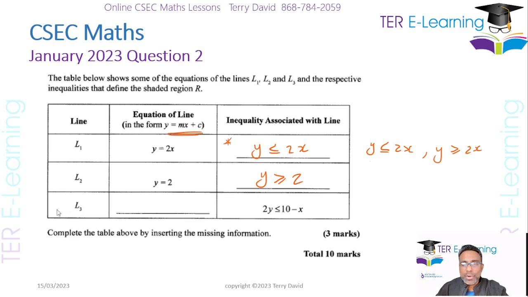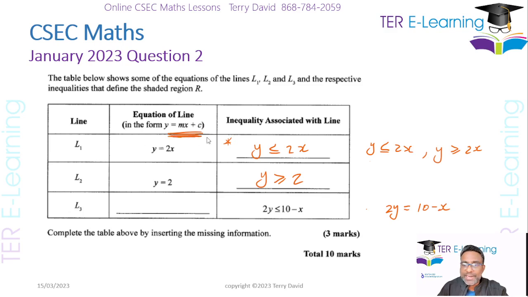Now, the last one, L3 now, we know what the equation is, right? So we have two equations here. They gave us the inequality, right? They gave us the inequality. And what they want is the equation of the line. So all you guys need to do here, right? The equation of the line is simply going to be 2y is equal to 10 minus x.